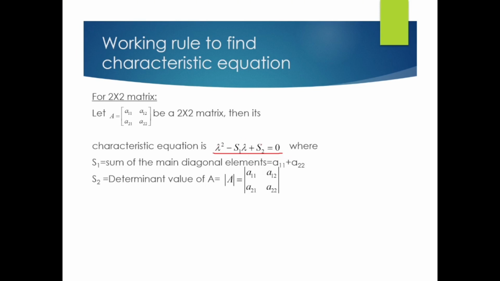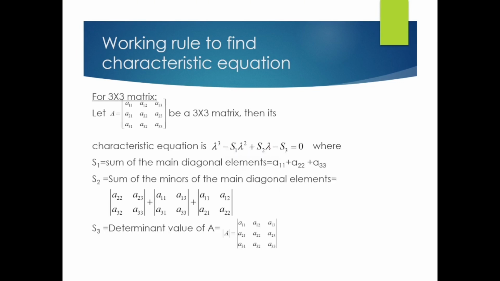Now, how to find the characteristic equation for a 3 by 3 matrix? Let us take a 3 by 3 matrix with elements A11, A12, A13, A21, A22, A23, A31, A32, A33. Then its characteristic equation is lambda cube minus S1 lambda squared plus S2 lambda minus S3 equal to 0, where S1, same as for the 2 by 2 matrix, is the sum of main diagonal elements, that is A11 plus A22 plus A33.